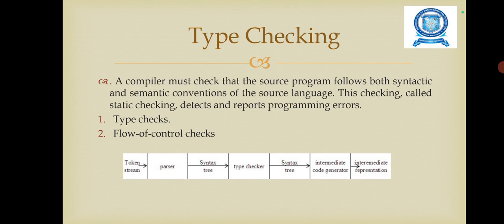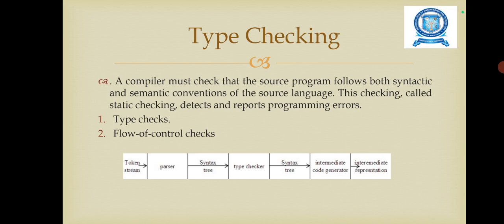Type check means a compiler should report an error if an operator is applied to an incompatible operand, for example, if an array variable and a function variable are added together. The next one is flow of control checks. Statements that cause flow of control to leave a construct must have some place to which to transfer the flow of control. For example, an enclosing statement such as a break statement does not exist in a switch statement.